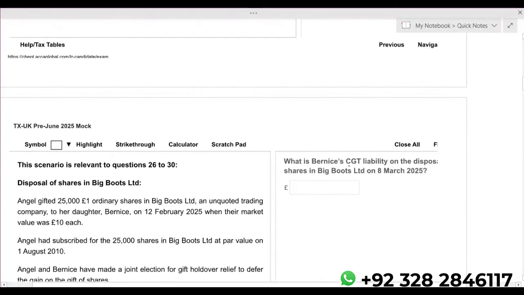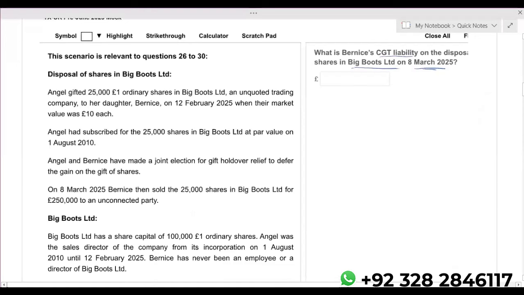What is Bernice's CGT liability on the disposal of shares in Big Boots Limited on 8 March 25? So let's read the scenario. Angel gifted 25,000 £1 ordinary shares in Big Boots Limited, an unquoted trading company. When you are providing private company shares as a gift, you will get gift relief, no matter what your holding in that company is. The gift was to Bernice on 12 Feb 2025, when their market value was £10.